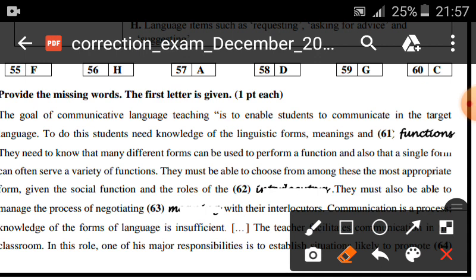They need to know that many different forms can be used to perform a function, and also that a single form can often serve a variety of functions. They must be able to choose from among these the most appropriate form given the social functions and the role of the interlocutors. Here we have a missing word that starts with I as the first letter. The role of the interlocutors is the right answer here. They must also be able to manage the process of negotiating. We have a missing word that starts with M, so meaning is the right answer.